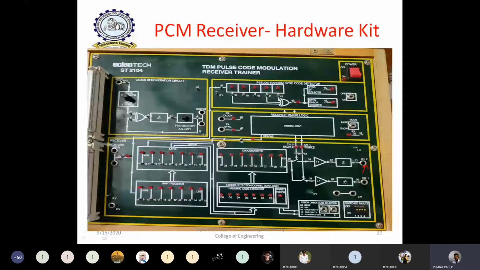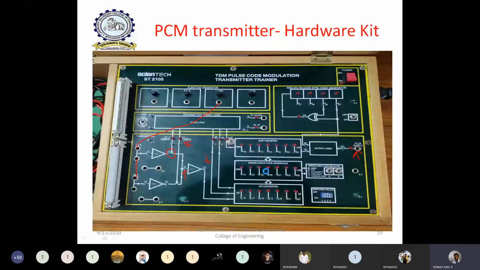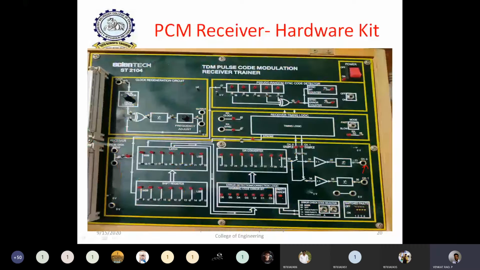And also in the PCM receiver, we can observe whether the binary bit sequence is perfectly decoded or not in this particular D2A converter. If you observe in the D2A converter, whatever bit sequence there is in the transmitter, the same bit sequence is decoded here. That you need to observe, and only then is it converted into the original signal.